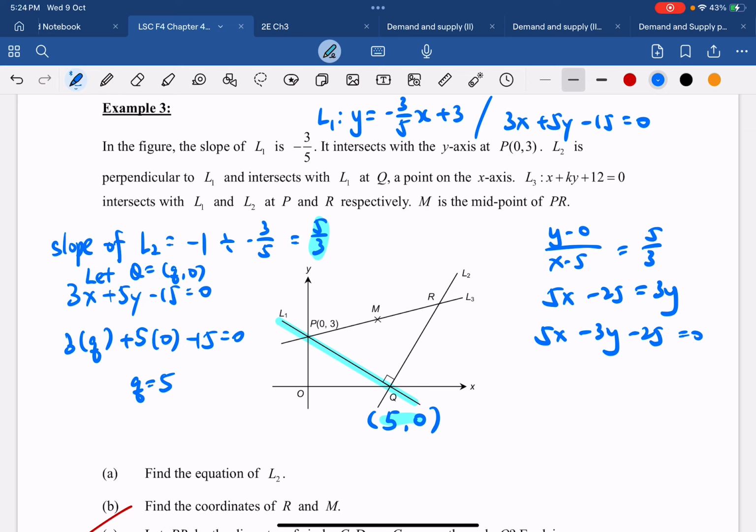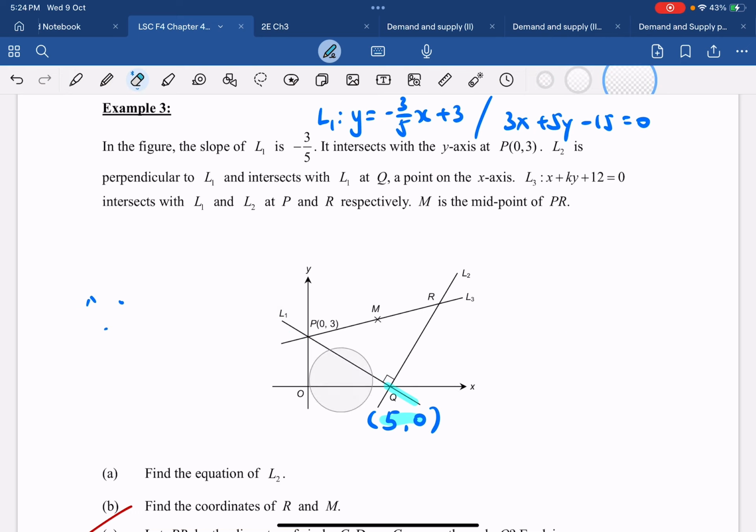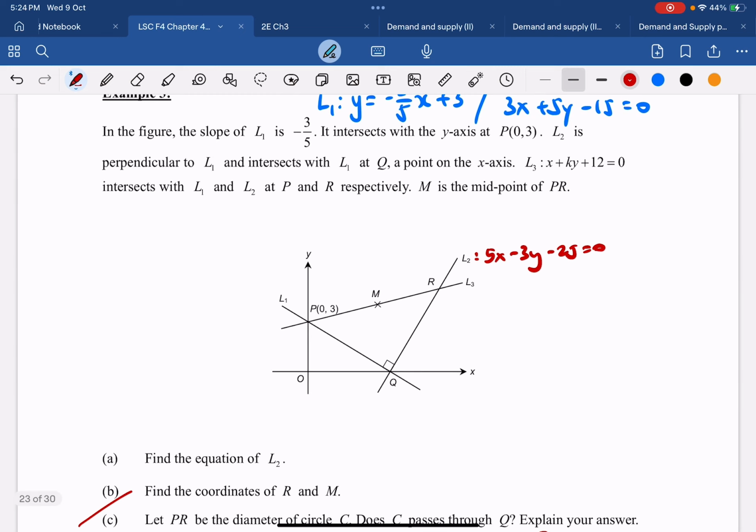Okay, so I do not have enough space here, so I will erase some of the stuff, but you can still go back to the video to copy it. Okay, so from here I know the equation for L2 is 5x minus 3y minus 25 equals 0. Okay, so let's take a look at part B.